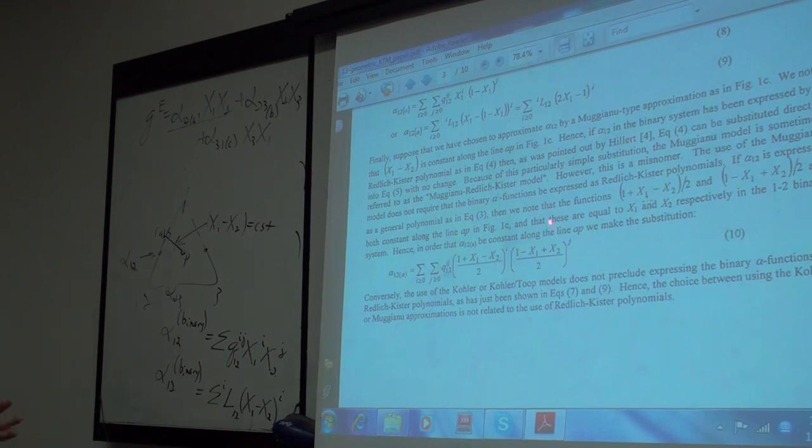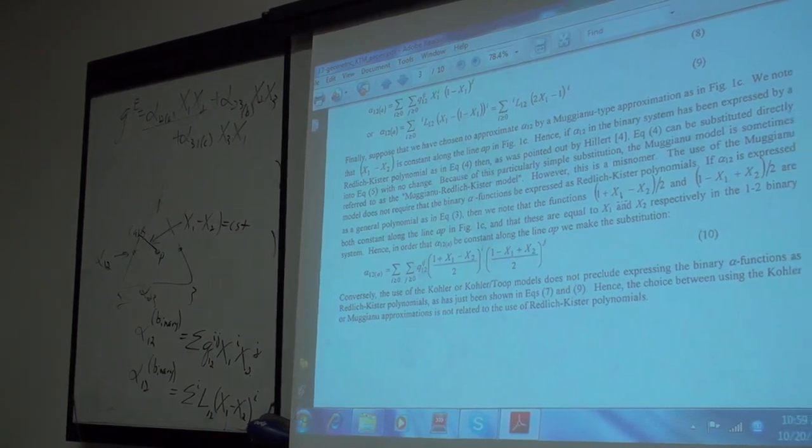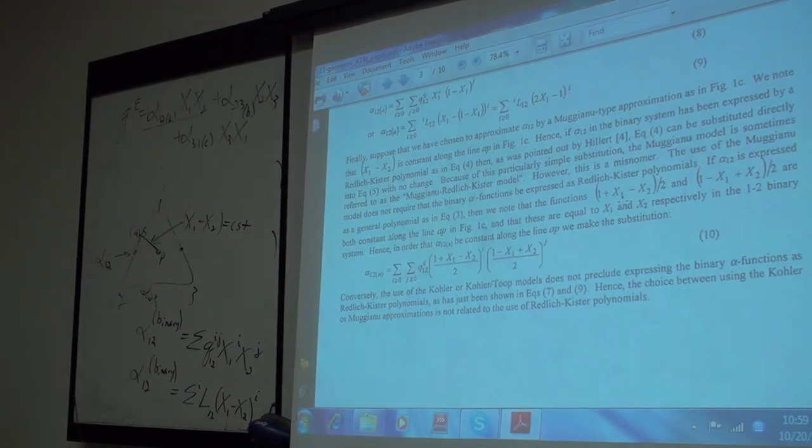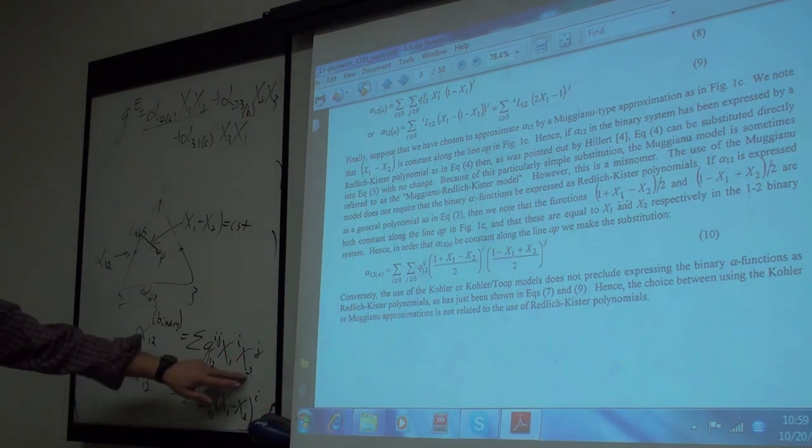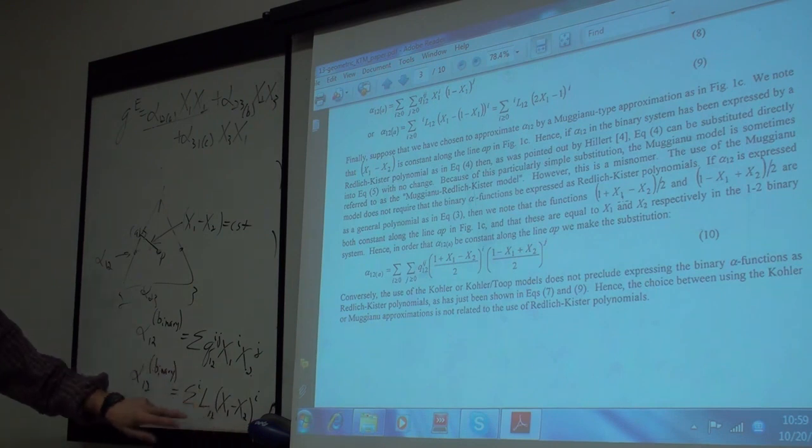This just happens to be mathematically lucky, that if you happen to express these as x1 minus x2, it happens to be constant along that line. But this doesn't mean the Muggianu model is somehow physically more reasonable. And the only reason you use Redlich-Kister rather than the general polynomial in cases is because these coefficients tend to be a bit less correlated, as I explained. And they say it's a big mathematical convenience in your computer program. Well, not really. You can put this in your computer program, or you can put that in. I mean, what is this? Two more terms. It's no simpler.